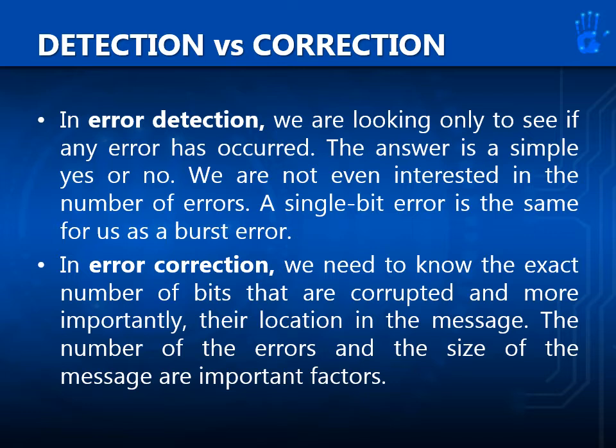Detection versus correction. In error detection, we are looking only to see if any error has occurred. The answer is a simple yes or no. We are not even interested in the number of errors. A single bit error is just the same for us as a burst error. In error correction, on the other hand, we need to know the exact number of bits that are corrupted, and more importantly, their location in the message. The number of errors and the size of the message are important factors.